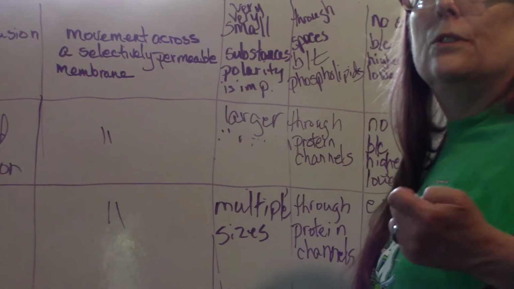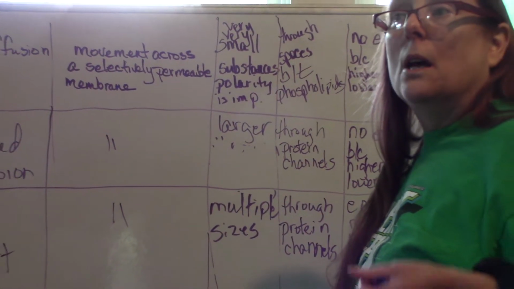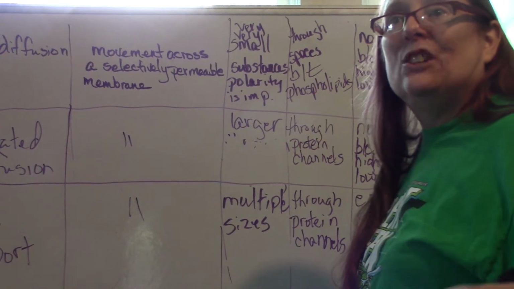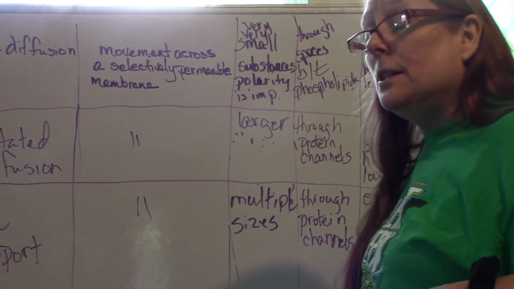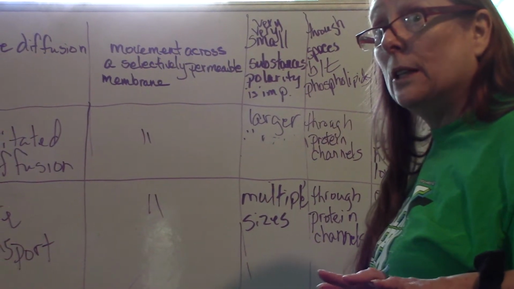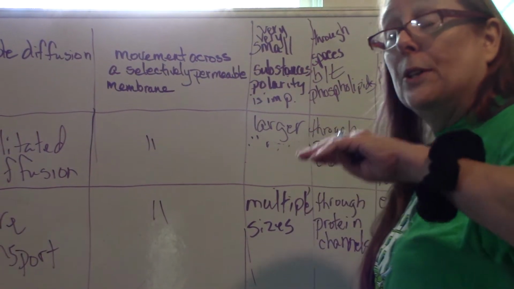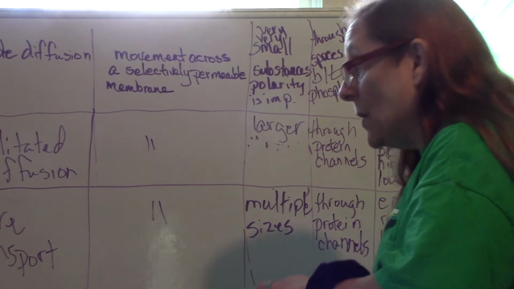The energy is in the form of ATP. ATP is adenosine triphosphate. We're going to talk a lot more about ATP. I think it's next week when we start energy. So I don't want to spend too much time on that right now.